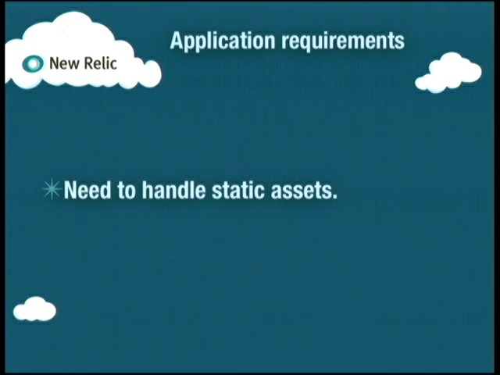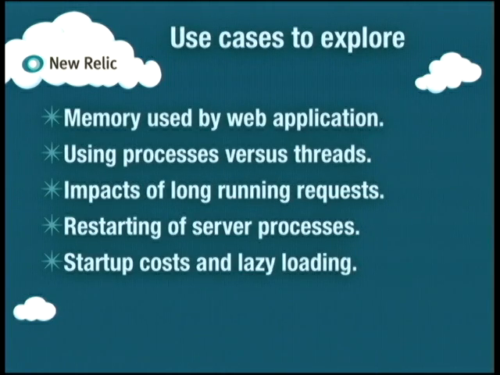Requirements as dictated by your own web application or how you decide to architect your overall system can also contribute, such as whether you try and use the same server to serve up static assets. To illustrate how some of these different factors can come into play, I will go through a few specific use cases that present issues in practice and where possible relate them to these factors. These include memory usage of processes versus threads, impacts of long-running requests, and restarting of server processes and startup costs.